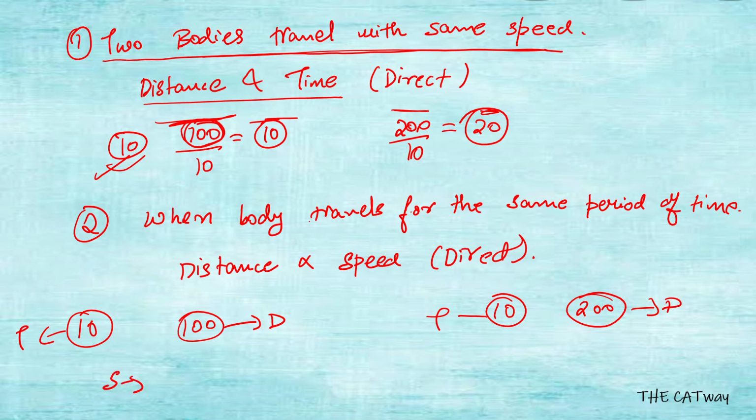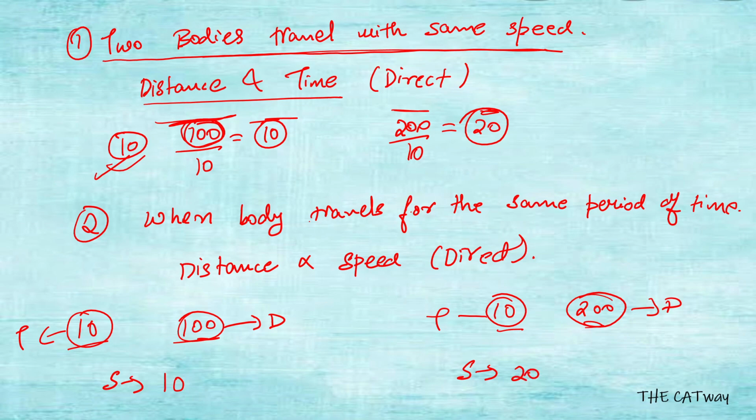So how do you find speed? You know, speed is equal to distance upon time. So distance 100 upon time 10, the speed will come out to be 100 by 10, that is 10. In this case, what will the speed be? See, it is 200 distance upon time, that is 200 by 10, that is 20.